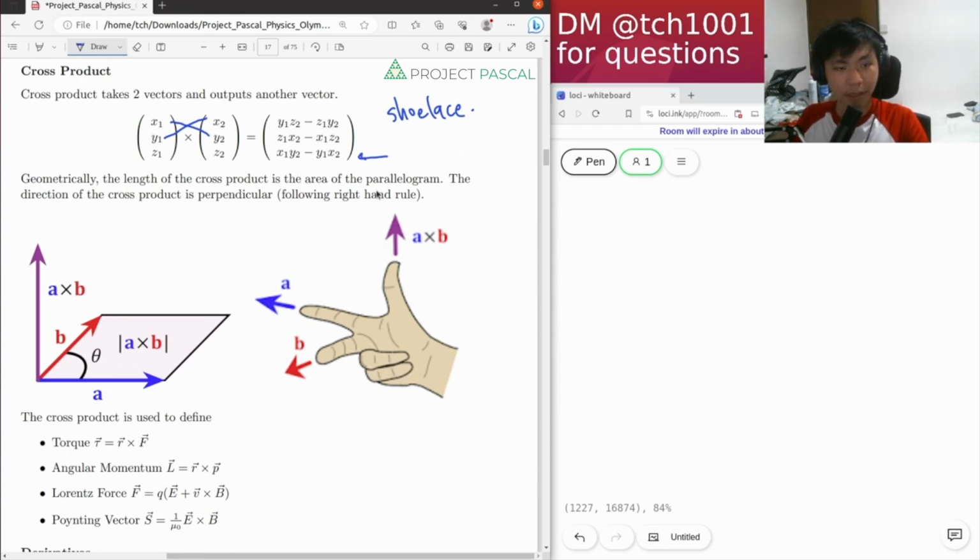But what is the cross product geometrically? The output of a cross product is a vector, and a vector we know has direction and magnitude, right? It has a direction and a length. So to describe what the cross product is geometrically, I need to tell you the direction of the cross product as well as the length of the cross product. The direction of the cross product is given by the perpendicular vector to the plane spanned by the two vectors. So may I refer you to this diagram over here?